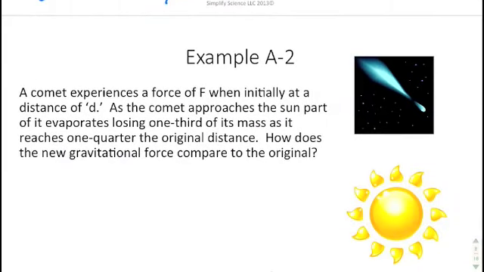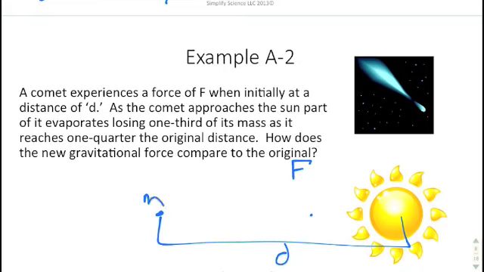So example A2 says a comet experiences a force of F when separated by a distance d. So we'll draw our comet here, and we'll say that this is a distance d, and they have a force of F between them. Now it says when the comet reaches the sun, it loses a third of its mass. As it gets closer, its mass is now no longer m, but instead it's m over 3. And then the distance is a quarter as much. So as it gets to a quarter of the distance, it's lost a third of its mass. It wants to know what the new gravitational force is.